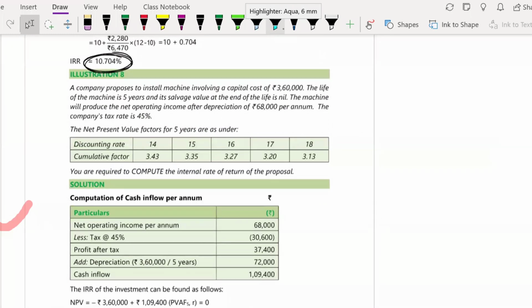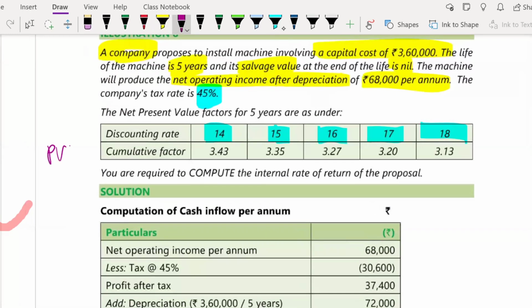Illustration number 8. Here the company proposes to install a machine involving a capital cost of 3,60,000. So 3,60,000 is your cash outflow. The machine life is 5 years and the salvage value at the end of the life is nil. The machine will produce net operating income after depreciation of 68,000 per annum. Here they have given you the tax rate and the discounting rate. The cumulative factor means your PVAF, which they have given you here.